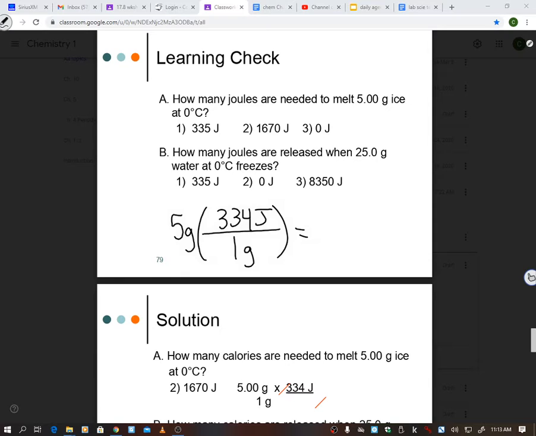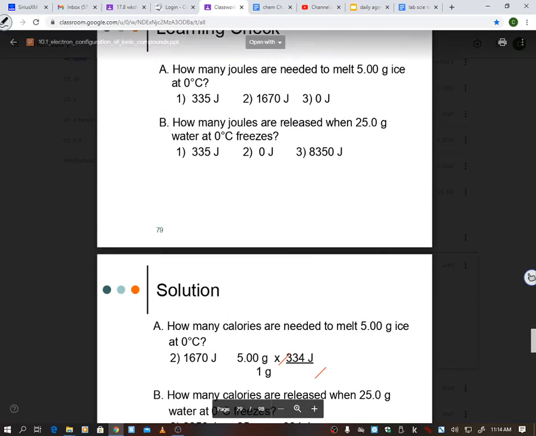So I'm going to take 334 times 5, and that is 1,670 joules, right? Those grams have canceled out through division. I know you guys are probably super excited to see we're back into conversions. We will continue to get back into those, so maybe get used to them.